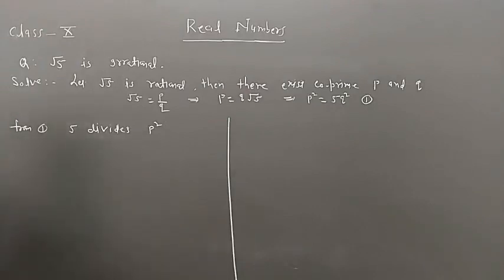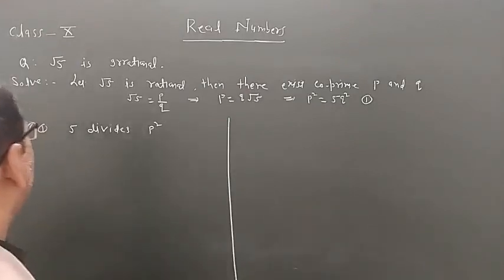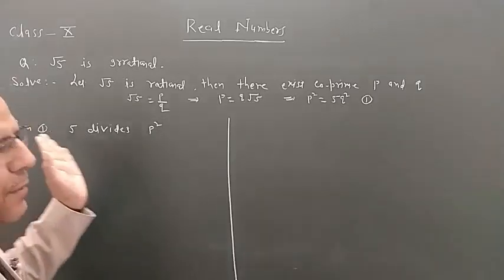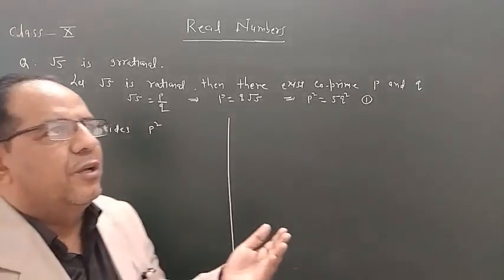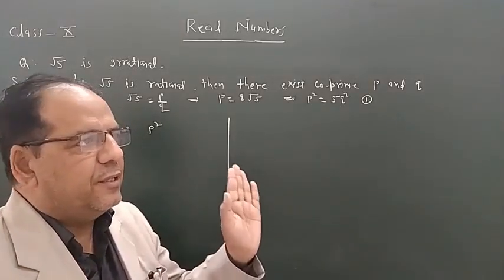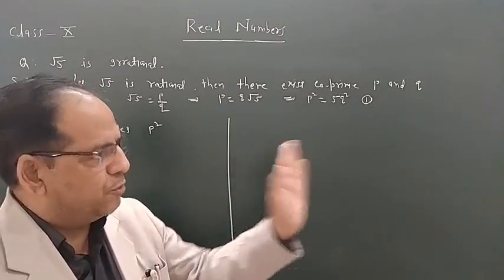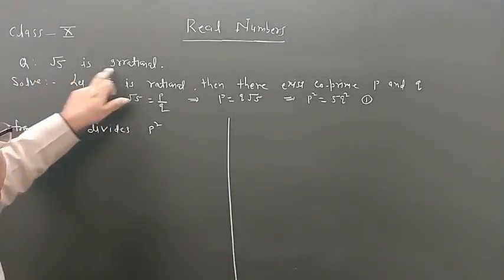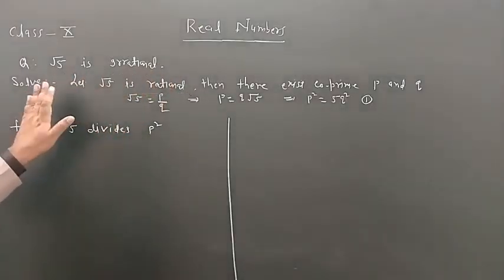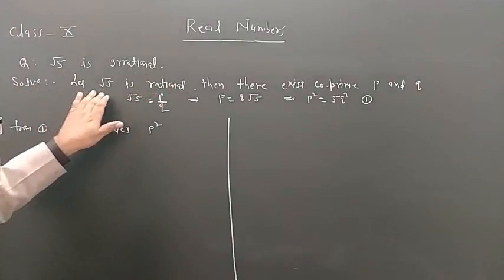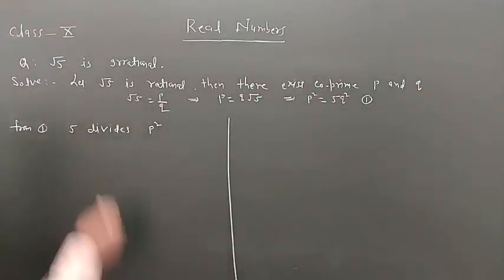Now I am taking one more problem based on the theoretical concept. If a prime number divides the square of any positive integer, then this prime number also divides the given number. So now we want to prove that root 5 is irrational. We start again with the contrary: let root 5 be rational.